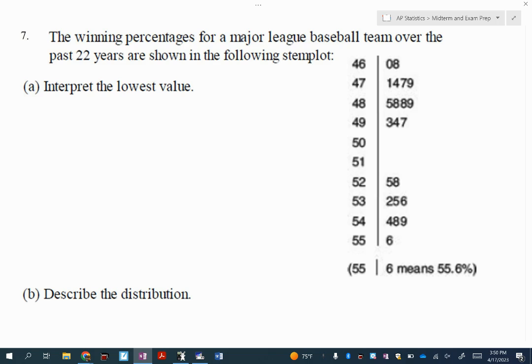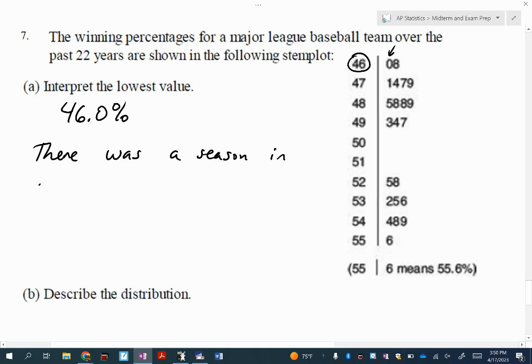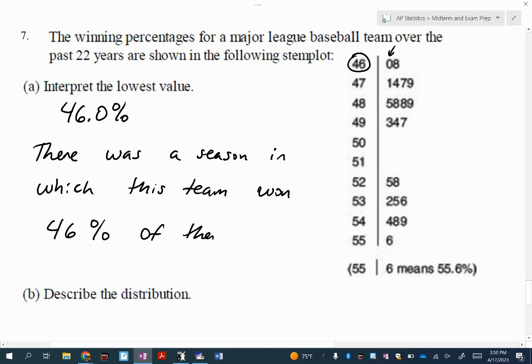Let's do the lowest value. So what's our lowest value? It's this 46 and the 0, right? So 46.0%. So that means there was a season in which this team won 46% of their games. Is that good? No. That's probably not going to result in going to the playoffs.